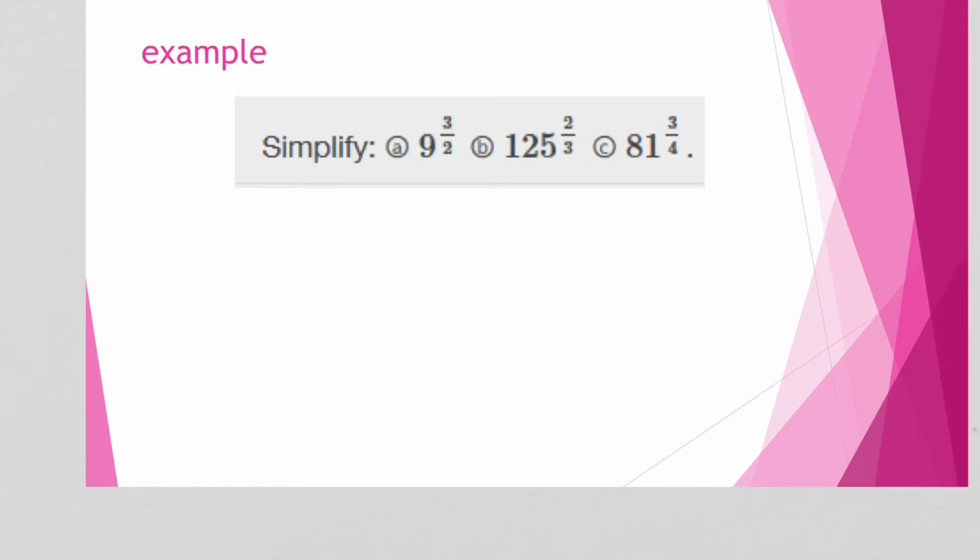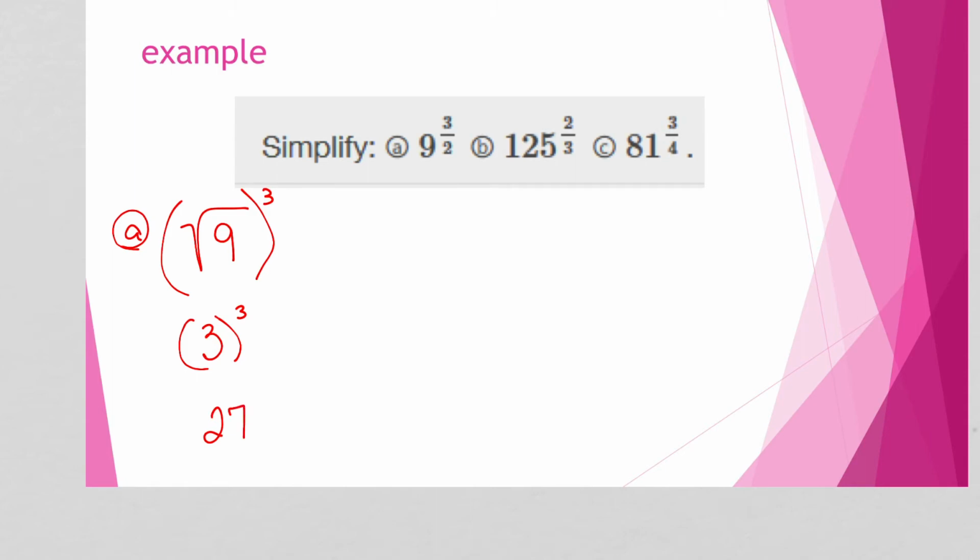Okay, so now let's calculate some of these. So we have 9 to the 3/2 power. That means that we have the square root of 9, which we can easily take the square root of, so let's not put that 3 under the radical. Let's put it outside. And so we can easily take the square root of 9, which is 3, and we're going to raise that to the 3rd power, which is 27.